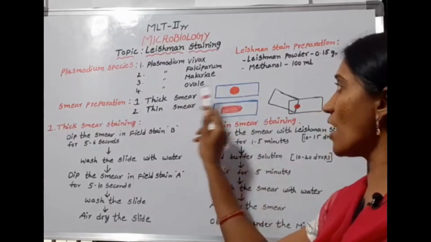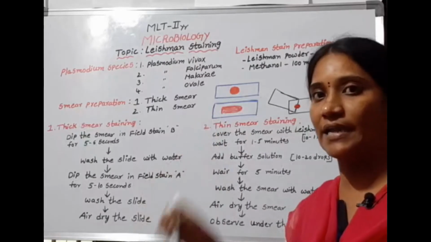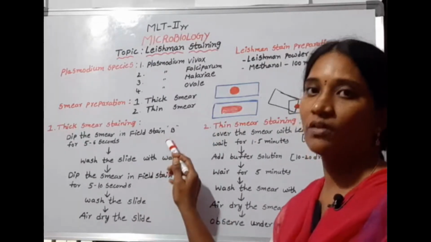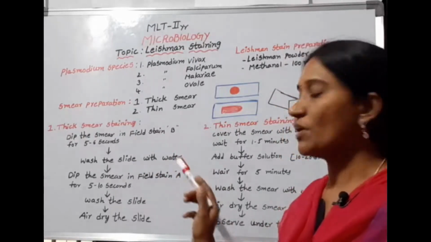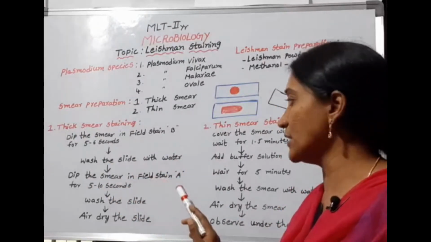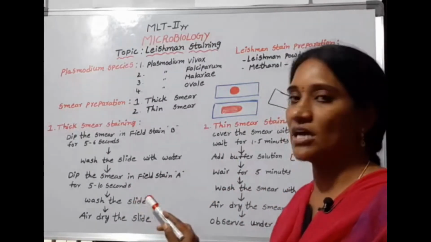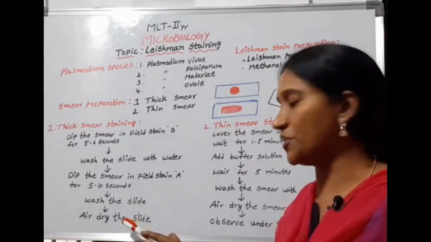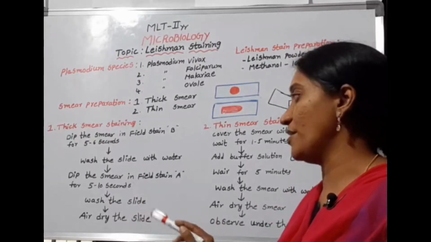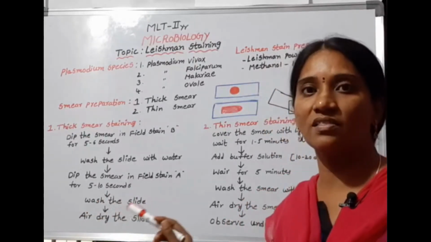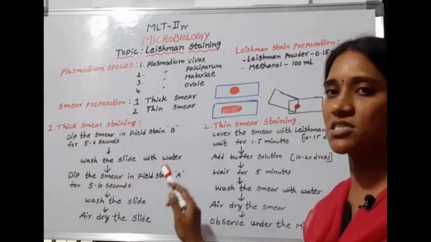After preparation, the thick smear is allowed to dry. After drying, dip the slide in stain B for 5 to 6 seconds and wash the slide with water. After washing, dip the smear in stain A for 5 to 10 seconds, then wash the slide with water. Air dry the slide with blotting paper until it is totally dry. After drying, we can observe the slide under the microscope. This is thick smear staining.